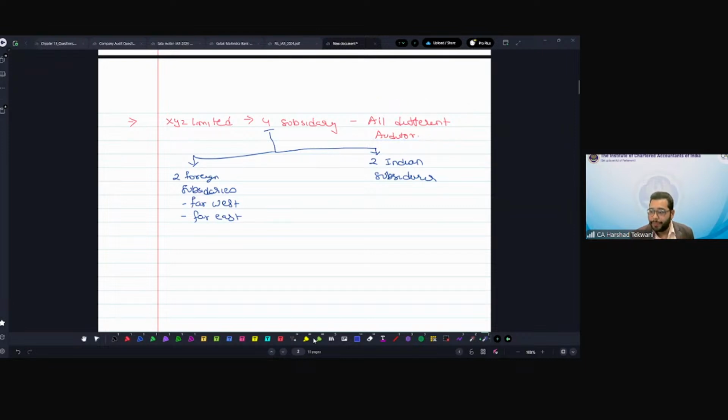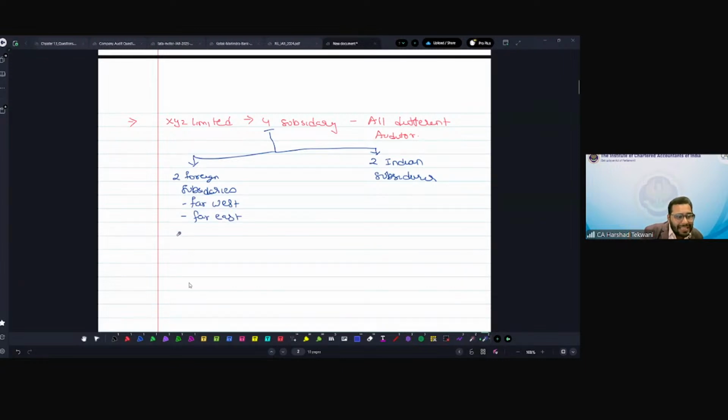Remember SA 600. When I'm going to use the work of another auditor, I have to make sure certain things first of all. Before I start anything, after consideration of my particular part as a principal auditor, I need to make sure that I am doing all the required things that I'm required to do as a principal auditor. For example, when I'm planning to use the work of another auditor, as principal auditor, I should consider the professional competency of the other auditor.